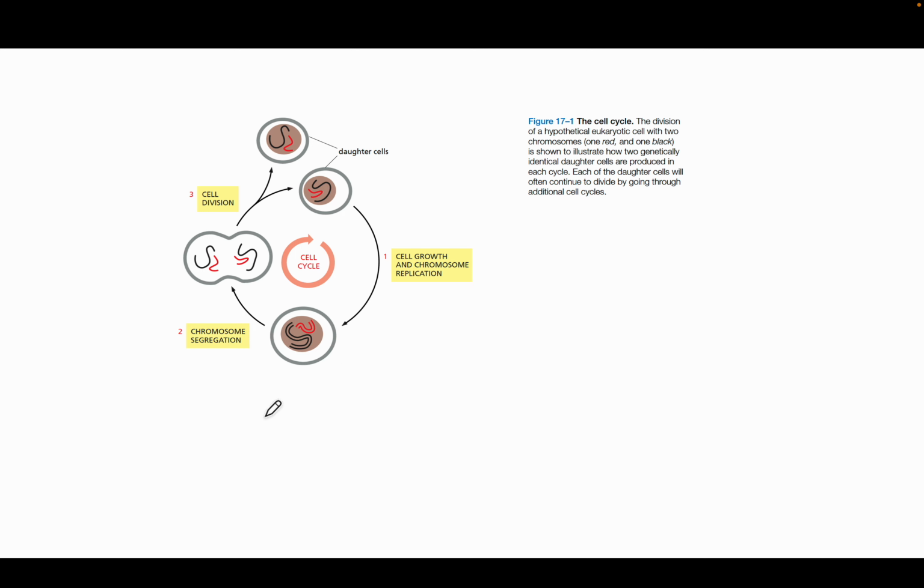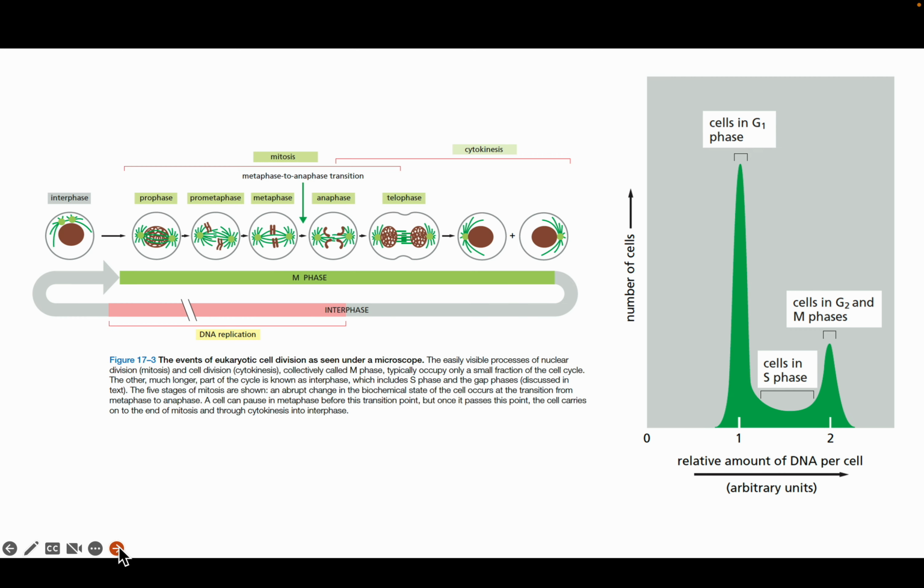We have discussed the cell cycle process multiple times. In the cell cycle, we can quantitatively see the amount of DNA and the number of cells. Here you can see the relative amount of DNA per cell, depicted as 1 and 2, and this is some intermediate state. The number of cells in G1 phase is higher, and the amount of DNA is 1, half of 2. When cells are in S phase, the amount of DNA is intermediate, as DNA is getting replicated. In G2 or M phase, when DNA has been replicated properly, the amount of DNA is doubled.